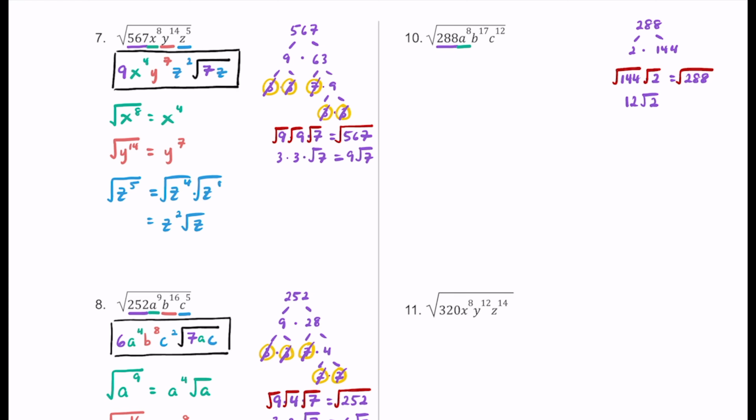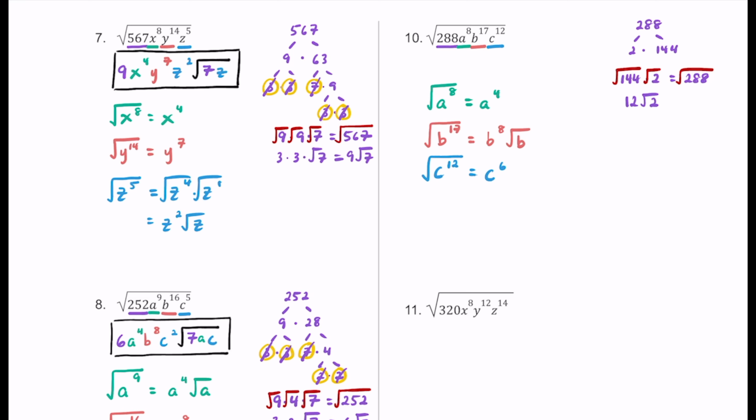For the square root of a to the 8th power, it's an even exponent. So the square root of that is just a to the 4th power. Then if we take a look at this b to the 17th power, this one is raised to an odd exponent. So take away 1, that's b to the 16th power. But the square root of b to the 16th is going to be b to the 8th. That's just half of that exponent. And then we have an extra b. Then finally, this c to the 12th power, that one's nice because it has an even exponent. So it's a perfect square. The square root of c to the 12th power is just going to be c to the 6th power.